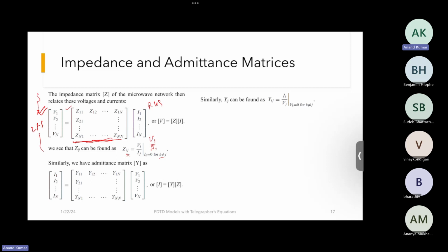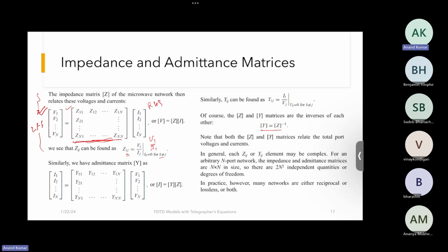Similarly, we have the admittance matrix, which is the inverse of the impedance matrix. These are n cross n in size, and you will have two n square independent quantities, but they could be reduced in case of reciprocal or lossless networks. So you can do further reading from Pozar, from where I have taken this material.